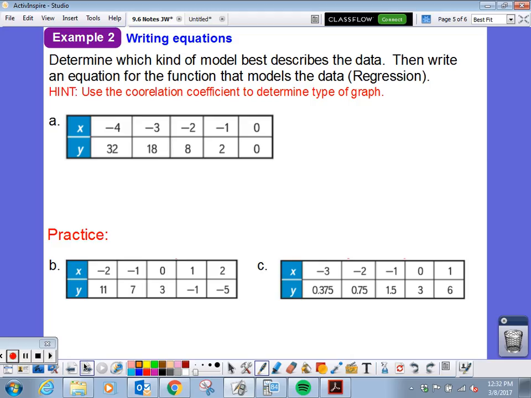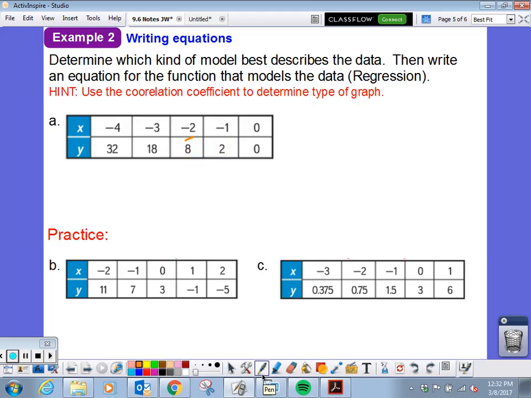Okay, so here we go. We first need to decide what this is. Okay, I could already look at this and I know it's not linear because 32 to 18, that's going down 14. 18 to 8 is going down 10. So it's not linear. I'm going to check exponential. Okay, I'm going to just look at this 8 and this 2. Okay, well 8 divided by 4 is 2. 2 divided by 4 is not 0. Okay, which means that just leaves quadratic.